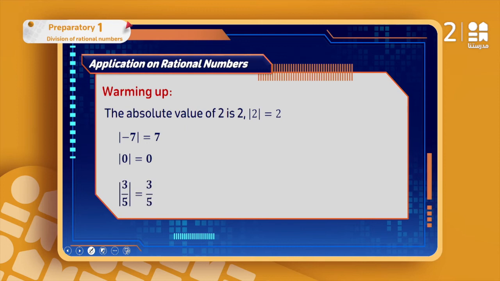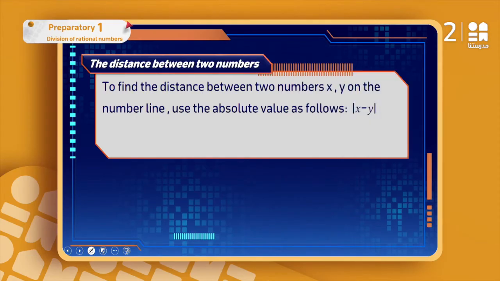The absolute value of 3 over 5 is 3 over 5. For any number, okay? Integer, fraction, rational number, for any rational number. So now we will talk about the distance between any two numbers on the number line. To find the distance between two numbers, x and y, on the number line, use the absolute value as follows: the absolute value of x minus y.